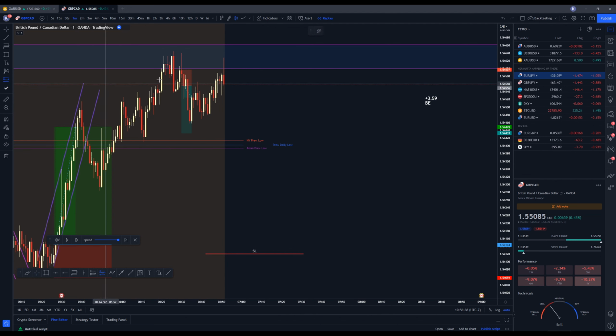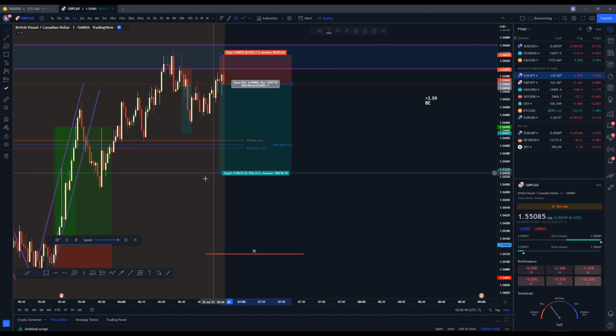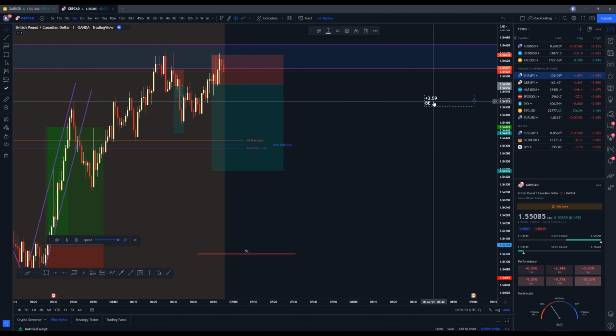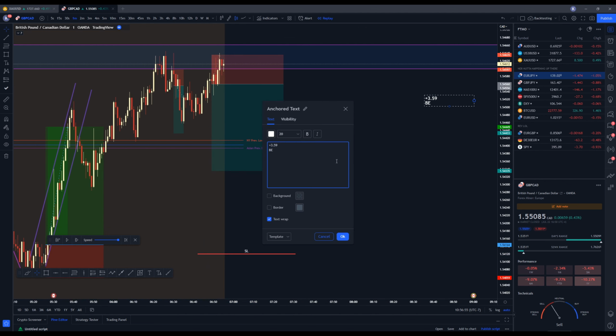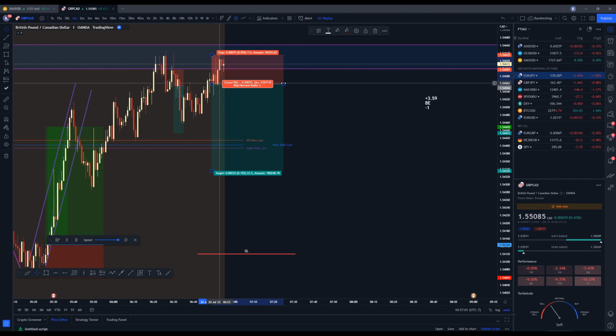We've got a nice wicky candle. So I'm going to put my stop loss right above this area here, 7.5, and then we're going to take it lower. Okay, looks like that idea didn't work out, unfortunately. So we will flatten this out.